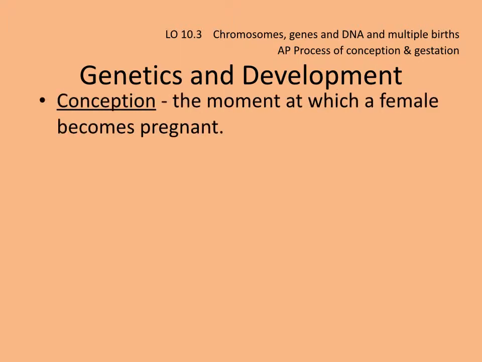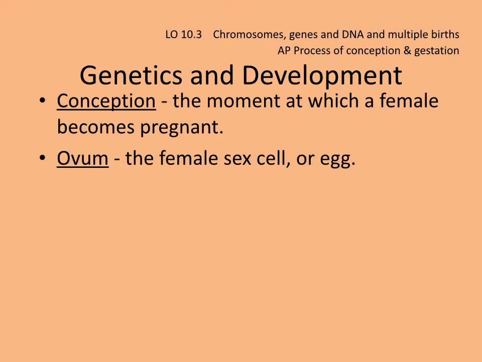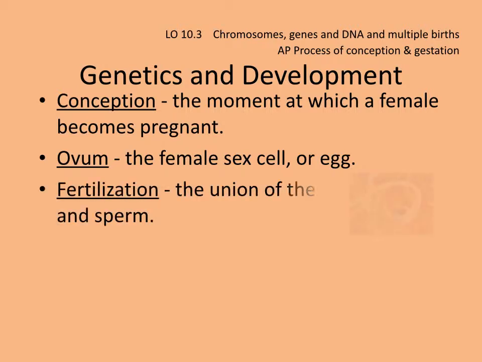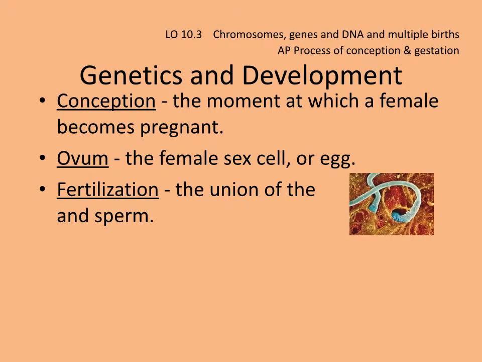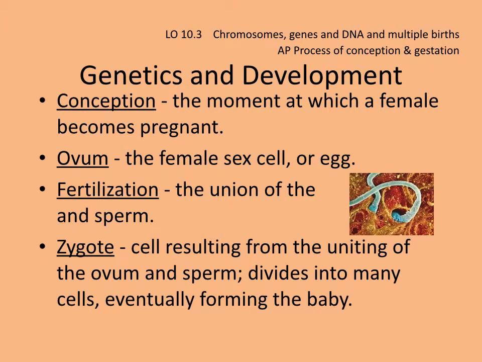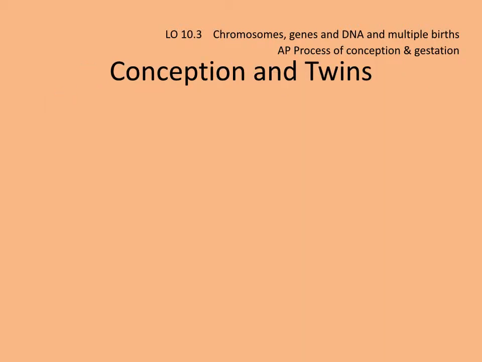Now, when we talk about genetics, we're dealing with conception. When we deal with conception, we deal with an ovum, which is a female sex egg that is unfertilized. Fertilization is the union of sperm and ovum, and they create a zygote. A zygote is a cell resulting from the uniting of the ovum and the sperm, and that will eventually divide into many cells, which will eventually lead to the baby. So the first stage goes ovum, then zygote.